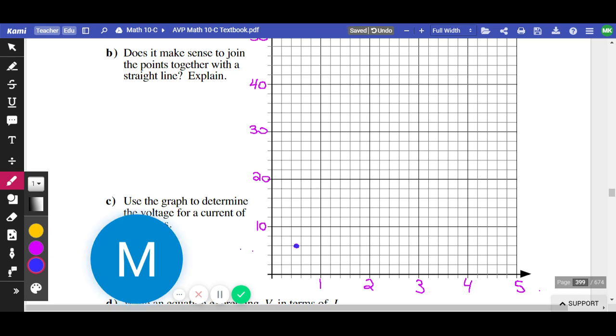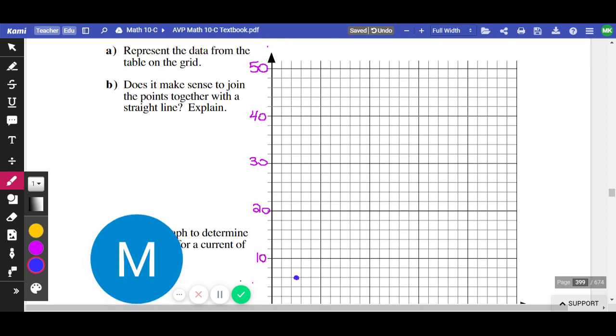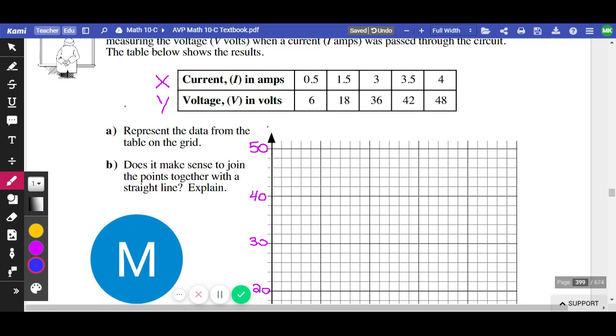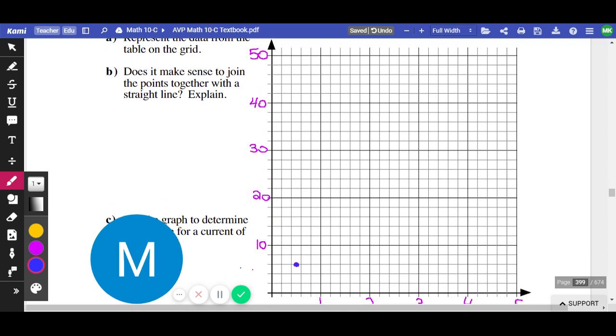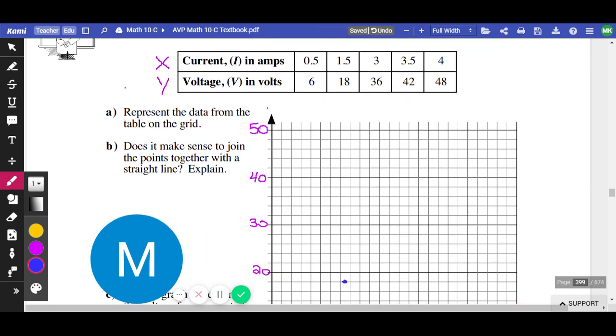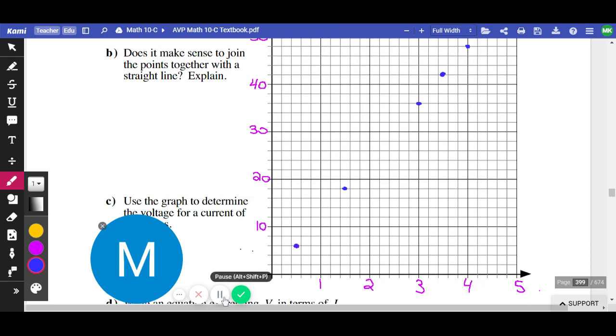See if you can do the next 4 points. Okay, so keep going on that trend. So the next 4 points would be 1.5, 18, 3, 36, and so on and so forth. Awesome. So if you look up, you should have 5 points pretty similar to mine. Those represent the different spots where you have different amps with different volts.